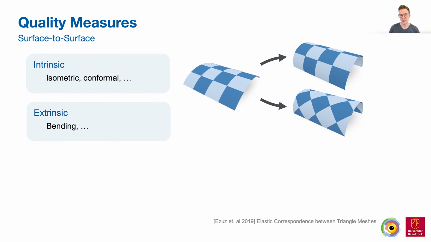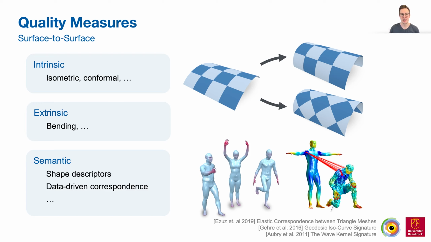For this, there are also extrinsic distortion measures, for example an elastic bending energy, and these do capture such aspects. Finally, besides bending and stretching, it would also be worthwhile to integrate more semantic information. And this could come in the form of shape descriptors that more accurately identify corresponding points, or via data-driven approaches trying to infer semantics from a large number of input examples, and so on. So all of these are exciting related topics, and they're still being heavily researched.